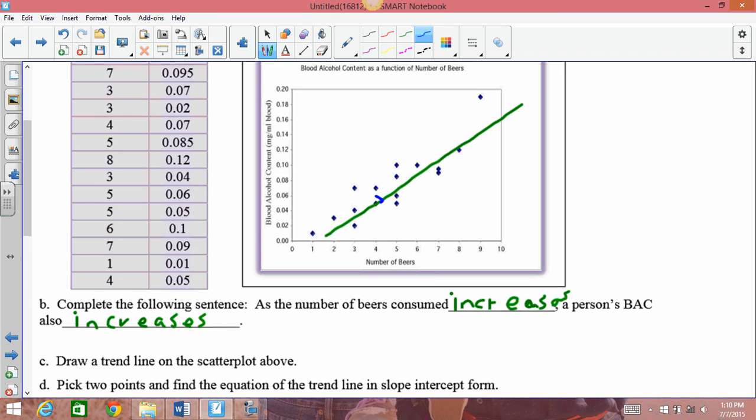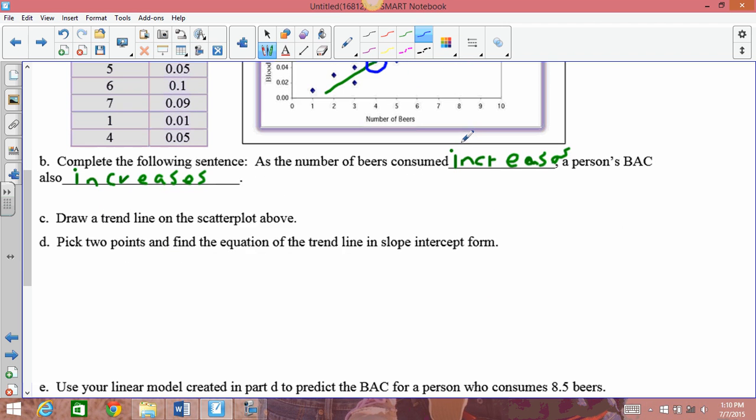All right, so I'm going to say let's pick this point here, 4.05 and 8, 0.12. I'm going to pick those 2 points, 4.05 and 8, 0.12. I'm sorry, I think I said 1.2, it's 0.12. It says pick those 2 points, find an equation of the trend line in slope-intercept form.